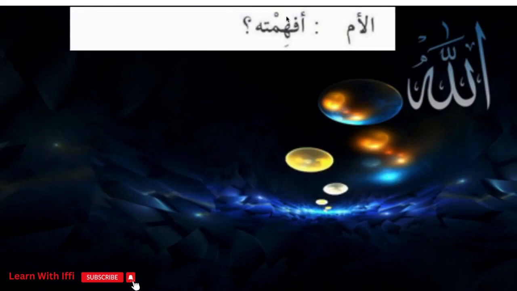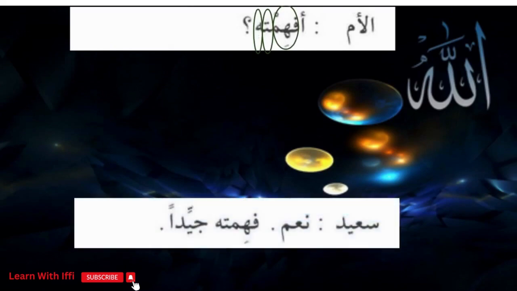So afahimtuhu, see, afahimtahu. So she is asking him in front of him, so that will be ta. So did you understand it? Hu refers to the new lesson. So it's a fa'il, fa'il and maf'ulun bihi. So there are three letters. So even though it looks like one word, there are three words in it: fahim, ta and hu. He says na'am. So whenever there is a, we know it is na'am or la. So here he understood. He says na'am. Fahimtu. So now we know this means I understood it. I understood it.